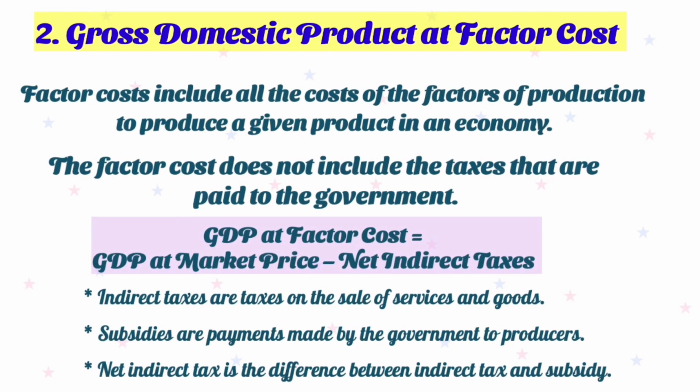Factor cost includes all the cost of the factors of production to produce a given product in an economy. Factor cost does not include the taxes that are paid to the government. So, to arrive at gross domestic product at factor cost, we need to subtract net indirect taxes from gross domestic product at market price. When we are purchasing any good or service, we are paying indirect taxes which are received by the government. Subsidies are payments made by the government to the producer, so they are a part of factor income. So, in order to arrive at net indirect taxes, we need to subtract subsidies from indirect taxes.